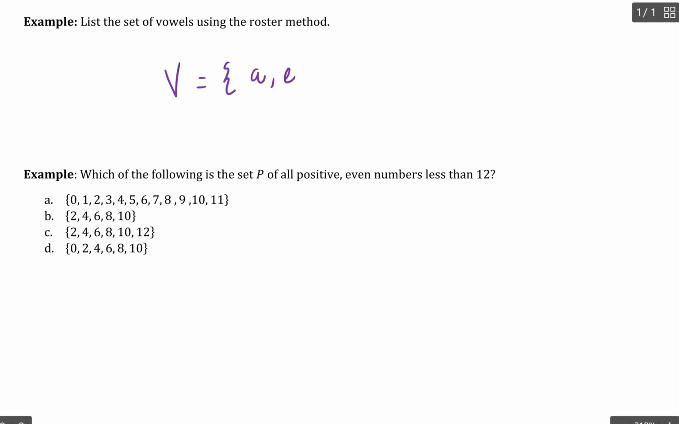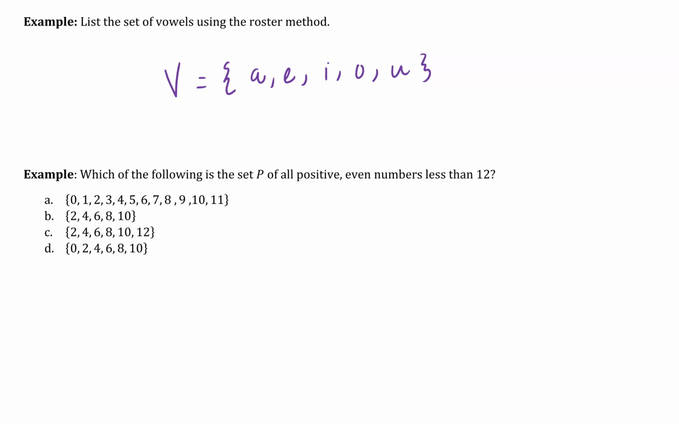A, comma, E, comma, I, comma, O, comma, U, and I'll leave out Y because it's sometimes a Y. Each comma there denotes a different element of our set, and then we surround them in the left and the right curly brace, and that is the roster method. Let's try the second example.